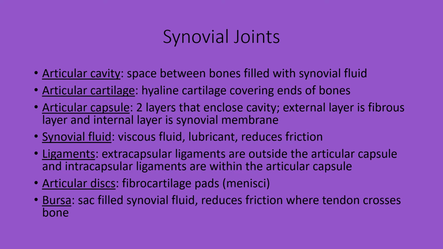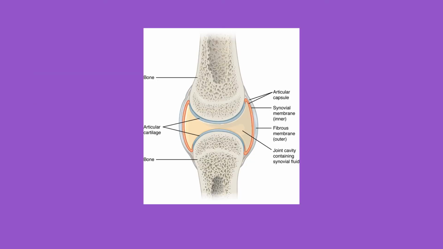Bursae, these are also sacs, but they are filled with synovial fluid. They also help to reduce friction. They're usually found where a tendon is coming across the bone to keep that tendon from rubbing directly on the bone. So this is an example of a synovial joint where you can see in this diagram, you can see on the ends of the bone in this bluish color, this is the articular cartilage.